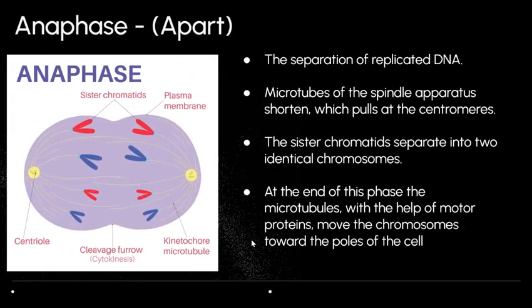Once the lineup is perfect, we move into anaphase. Think of the A like it stands for apart. Those spindle fibers begin to shorten, which creates a pulling force. This force splits the centromeres and pulls the sister chromatids apart toward opposite poles of the cell. The chromosomes move to the far ends of the cell. By the end of anaphase, you have a complete identical set of DNA at each side of the cell.